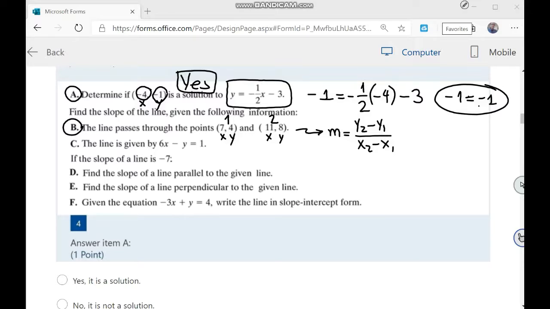Applying the formula, y2 is 8, y1 is 4, over x2, 11, x1, 7. Work out this calculation here. 8 minus 4 equals 4, divided by 11 minus 7, another 4. So 4 divided by 4. Type here your answer. You know how to calculate 4 divided by 4, right? So this is going to be the answer for this question.